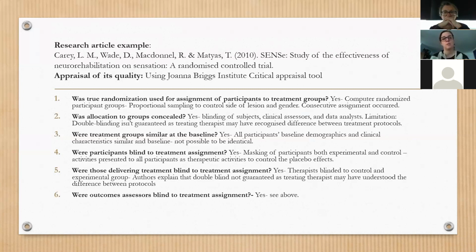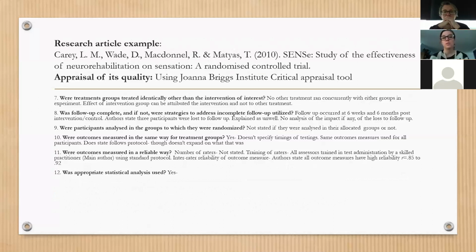Were those delivering treatment blind to the treatment assignment? Yep, the therapist was blinded to control and experimental group, but the authors did explain that the therapist may have understood the difference between protocols. Were outcome assessors blind to treatment assignment? Yes, they were. Okay, so were treatment groups treated identically other than the intervention of interest? There was no other treatment that ran concurrently with either group. Therefore, the effect of the intervention group can be attributed to the intervention and not to other treatment.